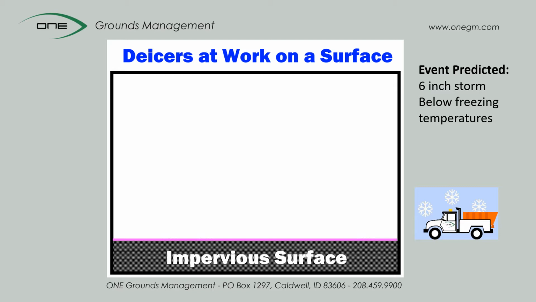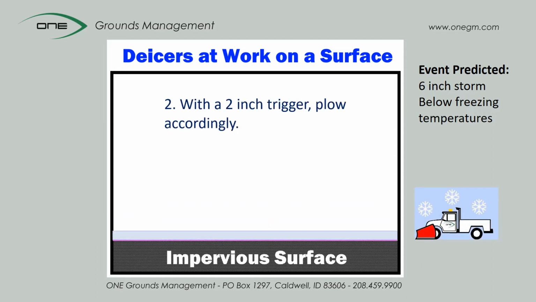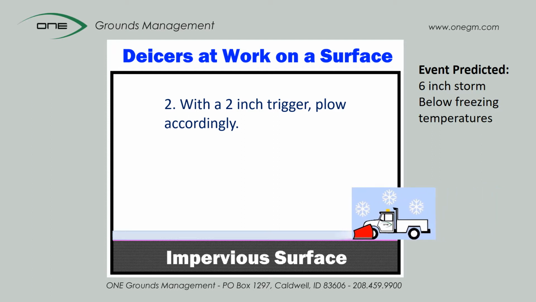Now that we have performed the anti-icing service, we wait to see what happens. As the storm progresses, there will be some accumulation on the surface once the de-icer that was applied goes into solution with that initial precipitation. Remember, we did not apply a normal de-icing service, but an anti-icing service. The goal was to prevent the bond of ice and snow to the surface. It is now time to use mechanical snow removal services to keep our property safe and accessible.